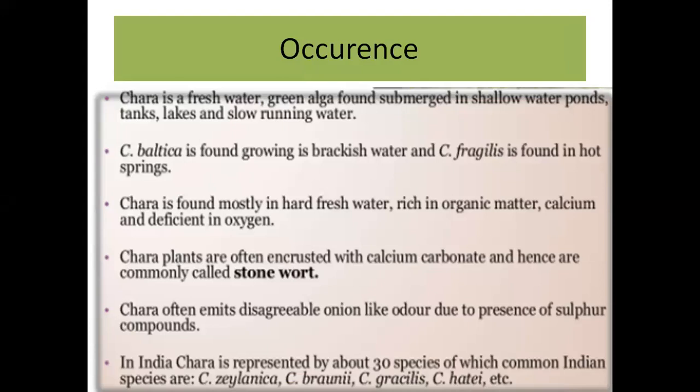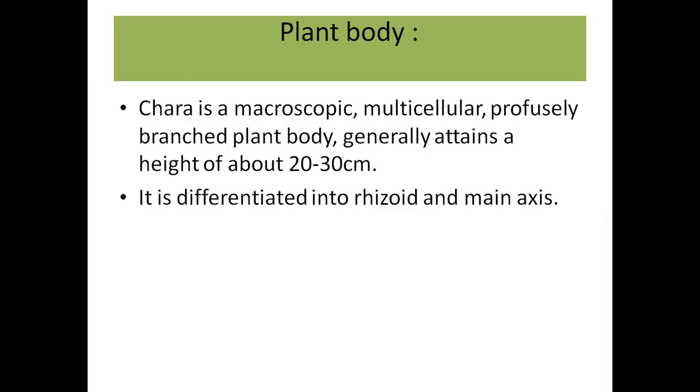Another important peculiarity is the presence of sulfur compounds in Chara, and due to the presence of sulfur compounds, the smell of Chara is like the smell of onion. You can study one or two common Indian species. One is Chara zeylanica, another is Chara gracilis, then Chara braunii. All these are commonly found in India. So remember, Chara is a freshwater alga, and it is also known as stonewort because of the presence of calcium carbonate in its body. Then we can study in detail the plant body of Chara.